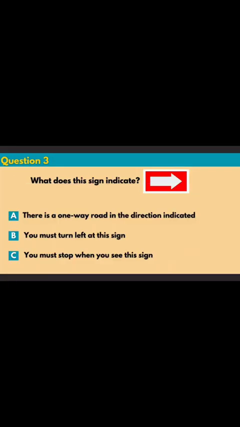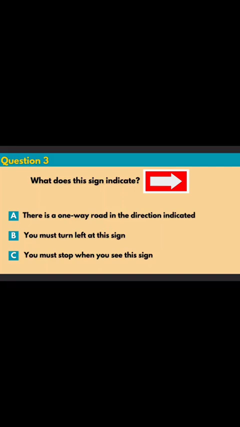Question 3. What does the sign indicate? So it's a red background with a white arrow pointing towards the right direction. So does this sign indicate that there's a one-way road in the direction indicated? Or B, you must turn left at this sign? Or C, you must stop when you see the sign?